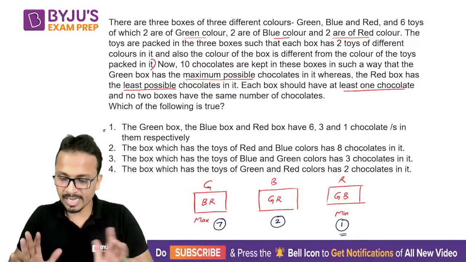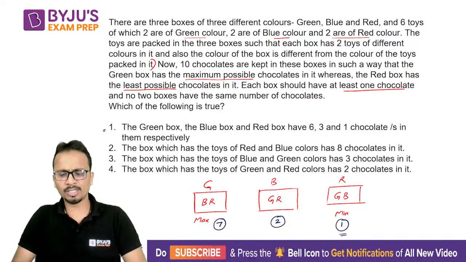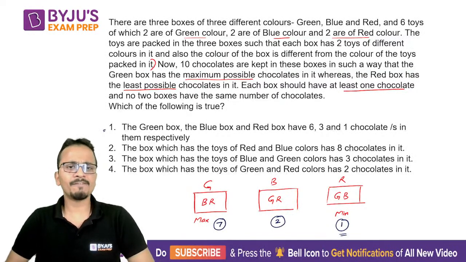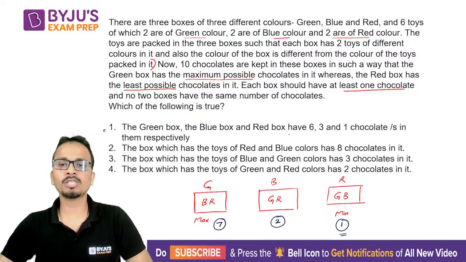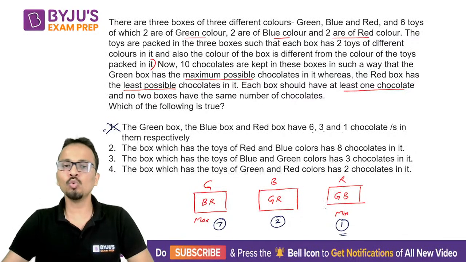So Ria, yes, you are absolutely correct. Priyanka, I think your answer is also correct. So if I look at the first option, the green box, blue box and red box will have 6, 3 and 1 chocolates in them. No, it is not that. It is 7, 2 and 1.